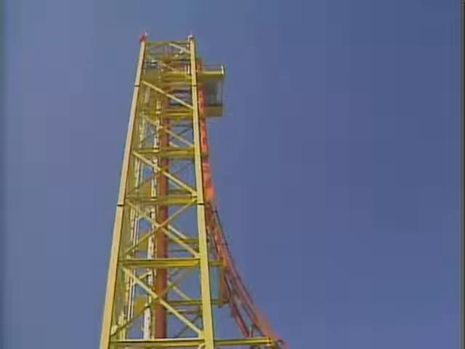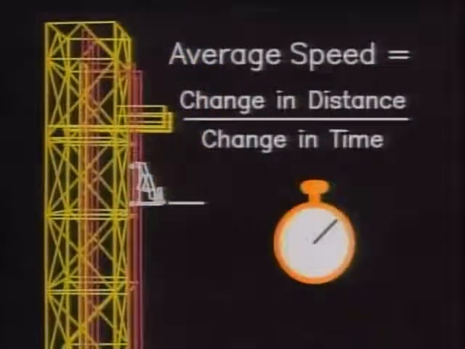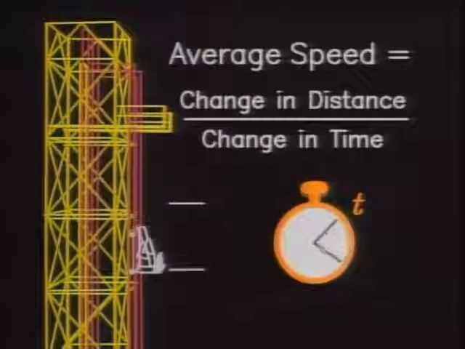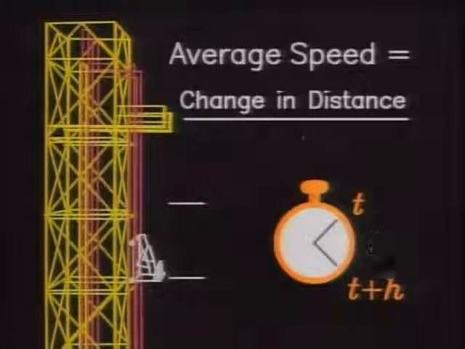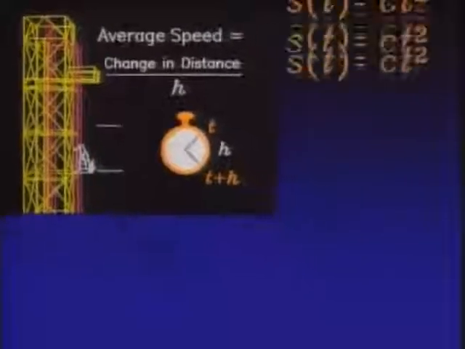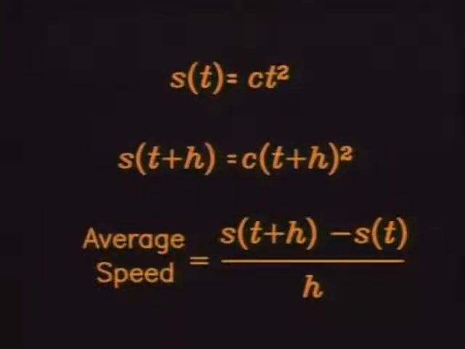Instead of asking the instantaneous speed at an exact time t, we'll ask, what is the woman's average speed between time t and a point h seconds later at time t plus h? Now the change in time is simply h seconds. If the distance fallen at any time t equals c times t squared, then the distance fallen at time t plus h must equal c times (t plus h) squared.